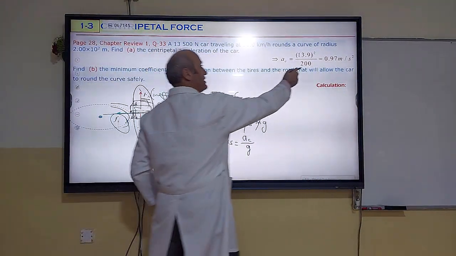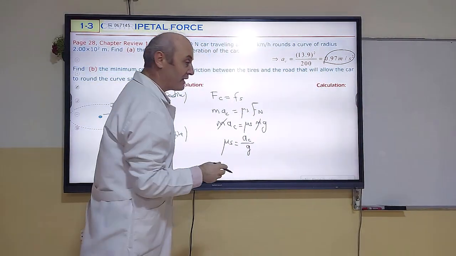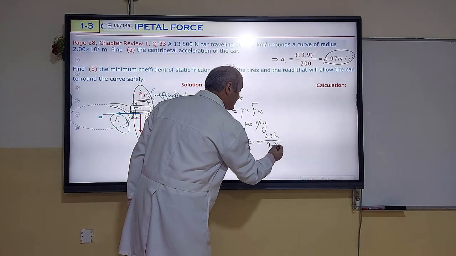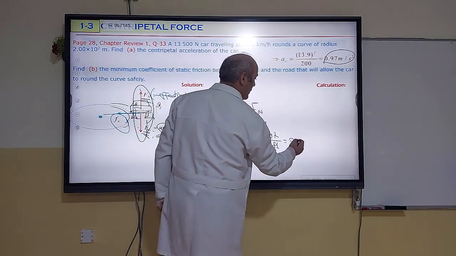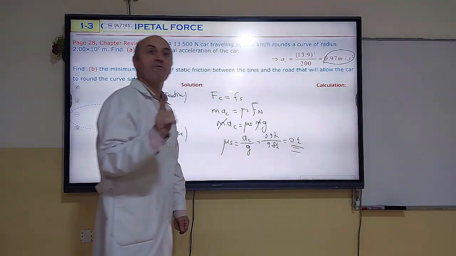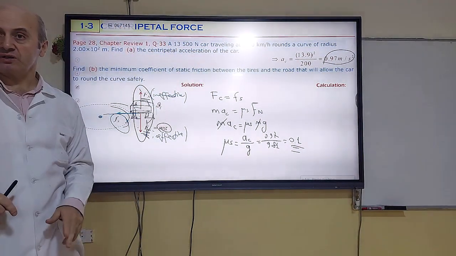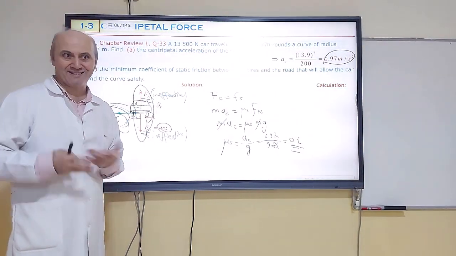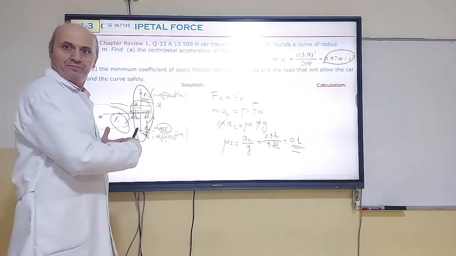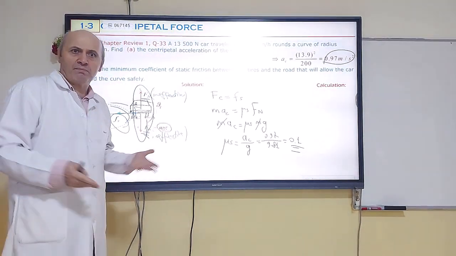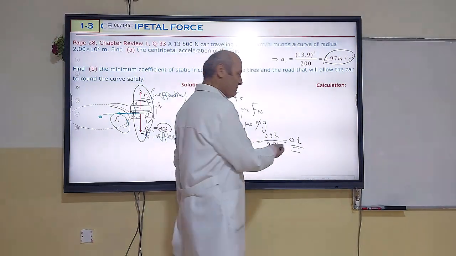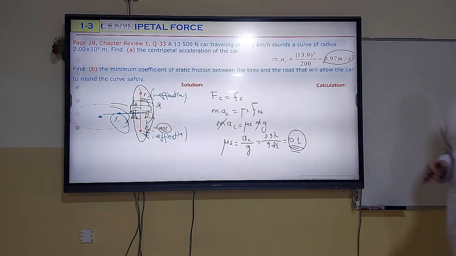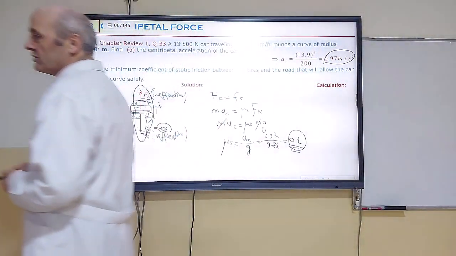And now we can calculate it, because I know how much AC is. In part A, we calculated AC as 0.97. G is 9.81. I think the result is going to be almost 0.1. This is the minimum value of the coefficient of static friction. If static friction is less than that, the car will start skidding. It cannot make a turn. If it is greater than that, much better. But the minimum value must be 0.1. Less than that does not provide the car circular motion.